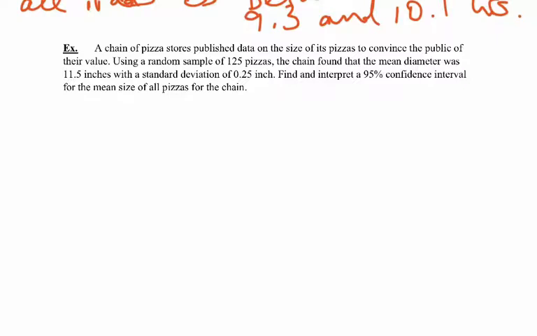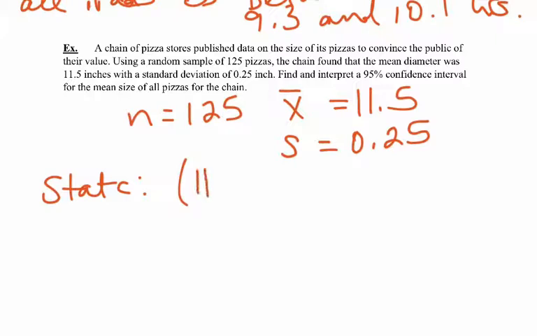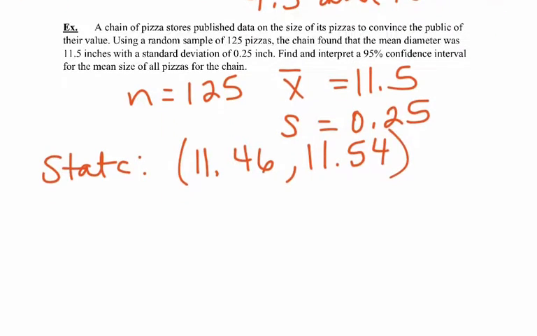One more. A chain of pizza stores published data on the size of its pizzas to convince the public of their value. Using a random sample of 125 pizzas, so N is 125, the chain found that the mean diameter was 11.5 inches, so my sample mean is 11.5, and the standard deviation for my sample is 0.25. Find and interpret a 95% confidence interval for the mean size of all pizzas for the chain. So again, using StatCrunch, I'm going to get an interval that goes from 11.46 to 11.54.